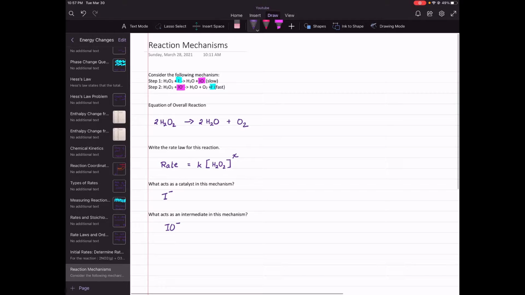Right? And so that's how we can look at a reaction mechanism and determine what the rate law for the reaction is, what substance is acting as a catalyst, and which substance is acting as an intermediate in a chemical reaction. I hope this helped to understand the difference between a catalyst and an intermediate, how to write the rate law, and how to determine the overall reaction equation from the reaction mechanism provided.